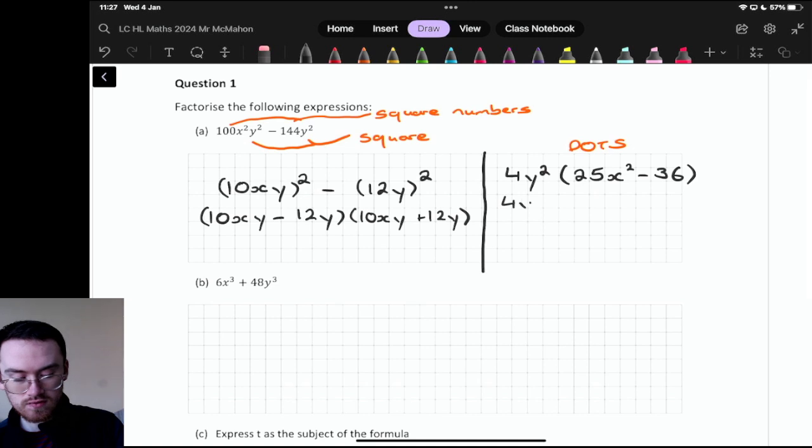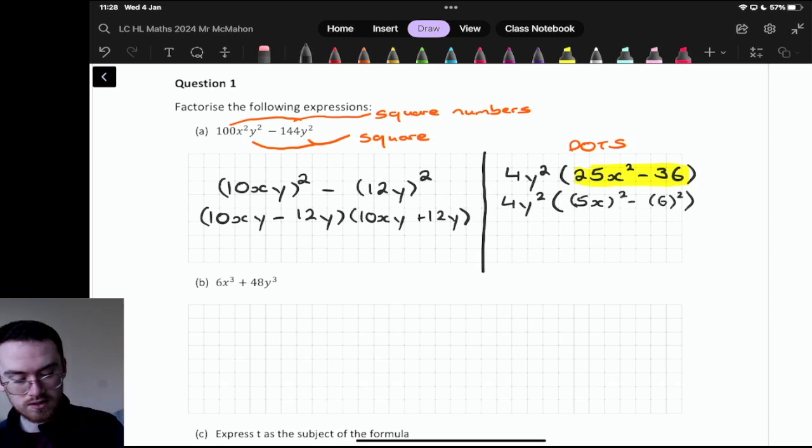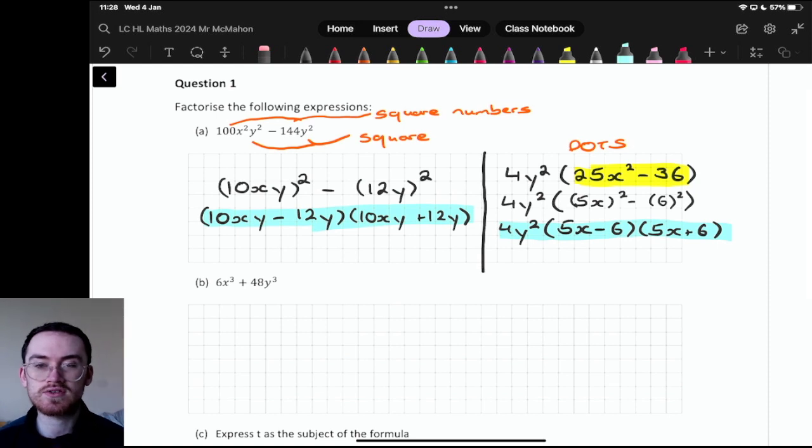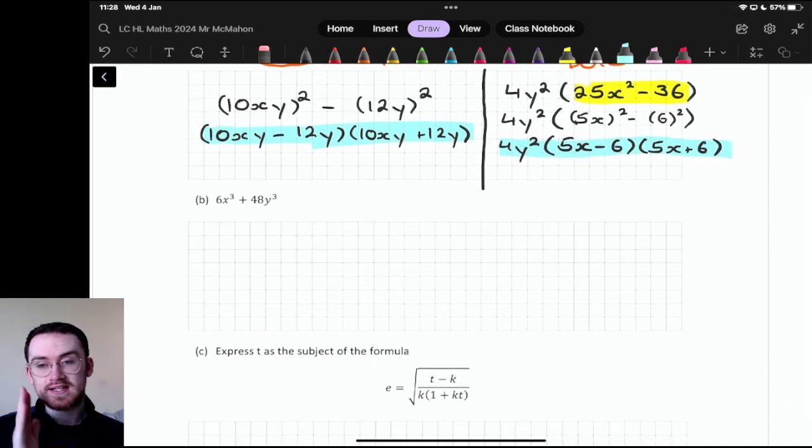Once we have that done, we should recognise that that middle bit in the brackets, this yellow part here, is also a difference of two squares. So I can rewrite that as 5x all squared minus 6 all squared. And then same as we did on the left hand side, I can move to my brackets then, 5x minus 6, 5x plus 6. So those were our two answers that both got 5 marks, both of them acceptable. Okay, whether you went straight for the difference of two squares or whether you took out your highest common factor first.